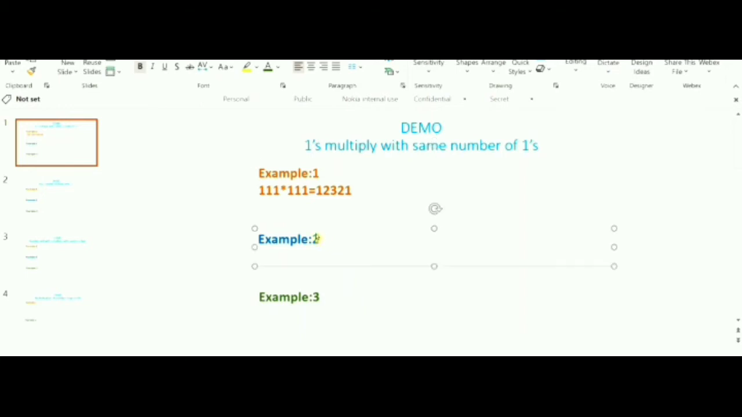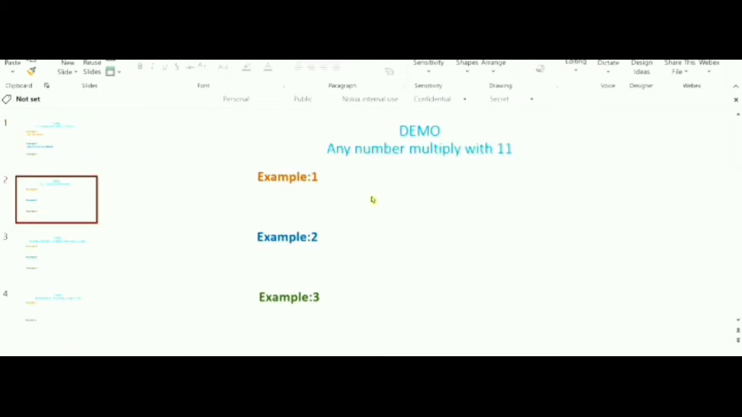For another example, if I have 5 ones, 1 2 3 4 5 into 1 2 3 4 5, what should be the output? Here the number has 5 ones, so the answer will be 1 2 3 4 5. Up to this it is clear, right? After that, it went ascending from 1 to 5, then it should descend. After 5 you can go 4 3 2 1. So this is a very simple trick.